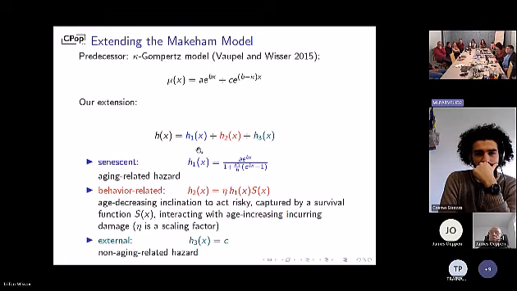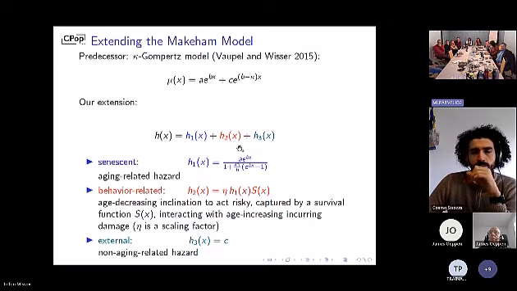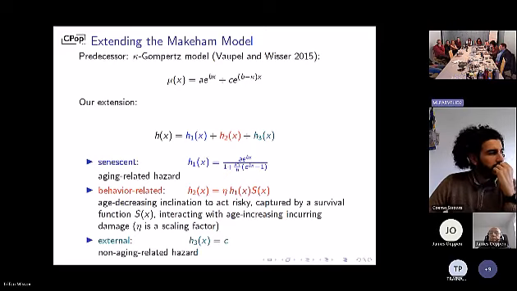I don't know, to be honest, but I thought that we're capturing the selection process in the senescent component, in the gamma Gompertz. I have to think about it, but I was thinking that we're capturing the selection effects here. That's why I chose this functional form for the senescent component.